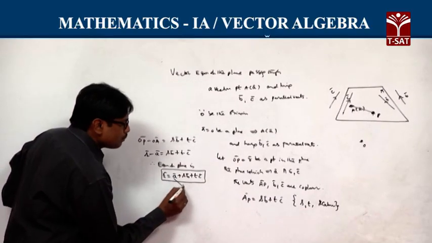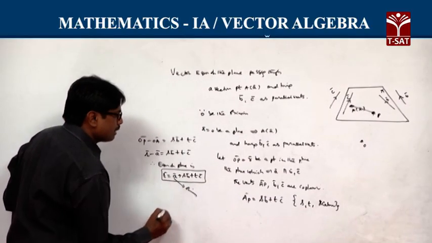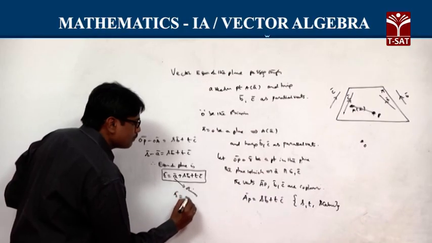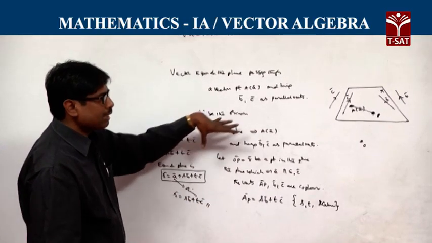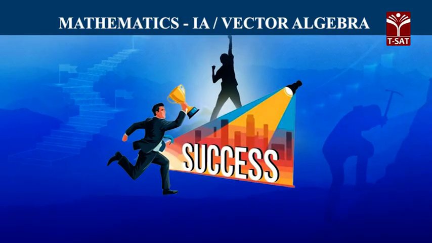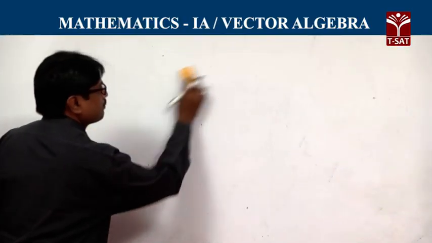Again here also if you put the origin, then it becomes R bar is equal to SB bar plus TC bar. This is the parametric equation of the plane. Problems based on this concept.